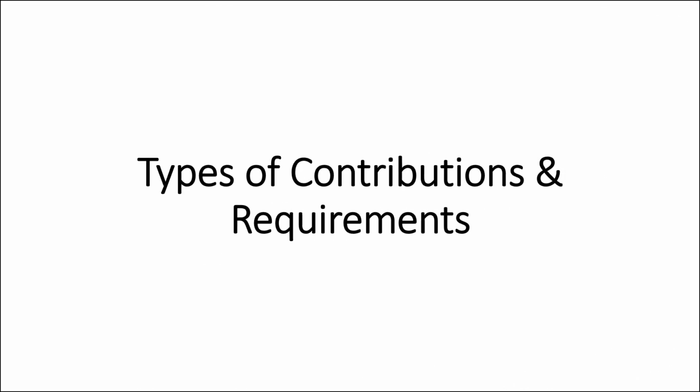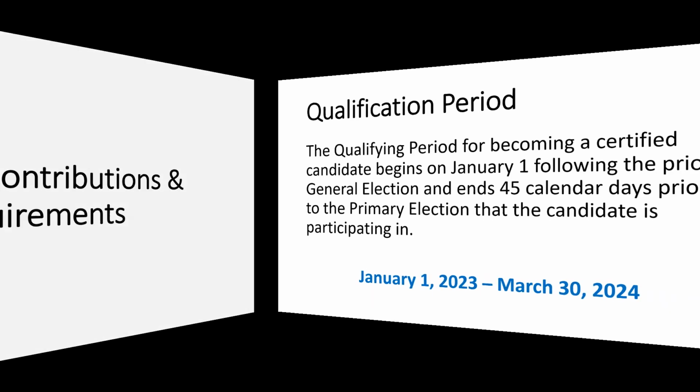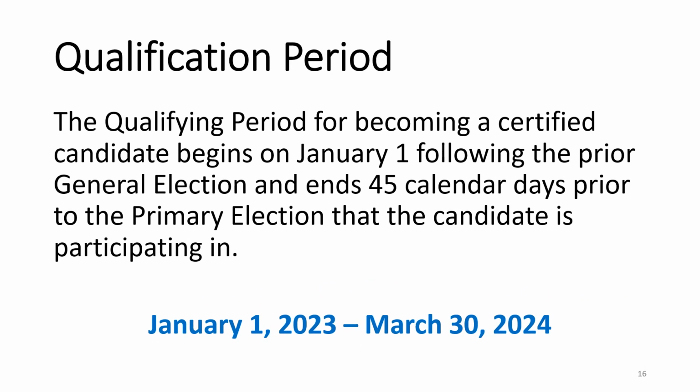Next, types of contributions and requirements. The qualifying period for becoming a certified candidate begins on January 1, following the prior general election and ends 45 calendar days prior to the primary election that the candidate is participating in. For the 2024 election, the qualifying period will run from January 1, 2023 through May 30, 2024.